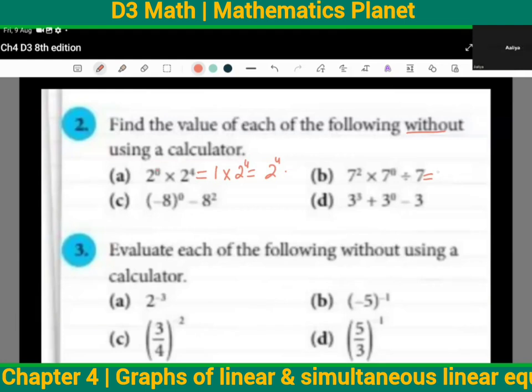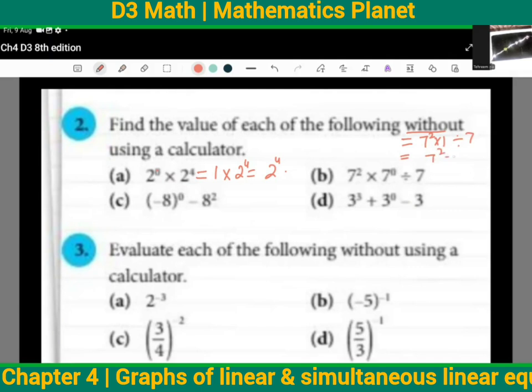7 squared will be 49 multiplied by 7 to the power 0, which is 1, divided by 7. You need to keep it as 7 squared. I'm making you understand this thing: you need to write 7 squared times 1 divided by 7.